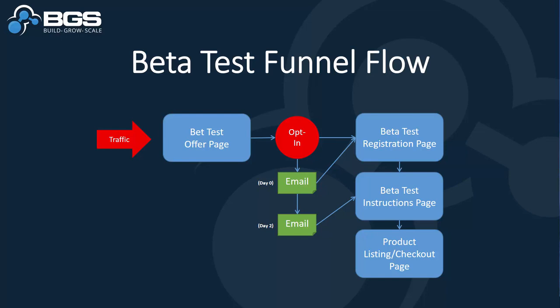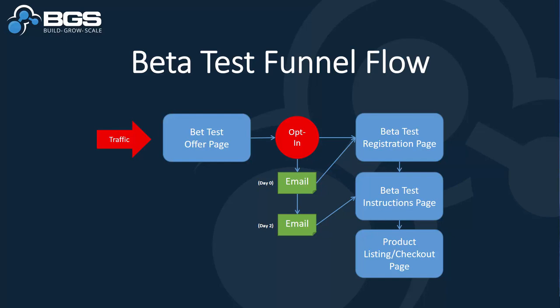The beta test registration page is basically the thank you page, and it contains the next set of steps they need to complete before they can actually take part in the beta test. Finally, from there, they can click through to the beta test instruction page, and then if they follow the instructions, they'll click straight through to the product listing or product checkout page and purchase the product. Okay, so this is an all-inclusive flow, and it should ideally happen all at once. They opt in, they register, they read the instructions, and they purchase all in the same cycle. But some people get to the instructions page, and then for some reason they don't purchase, and that's where that day 2 email comes back saying, hey, don't forget, you need to come back in. All right, so that's the basic funnel flow.